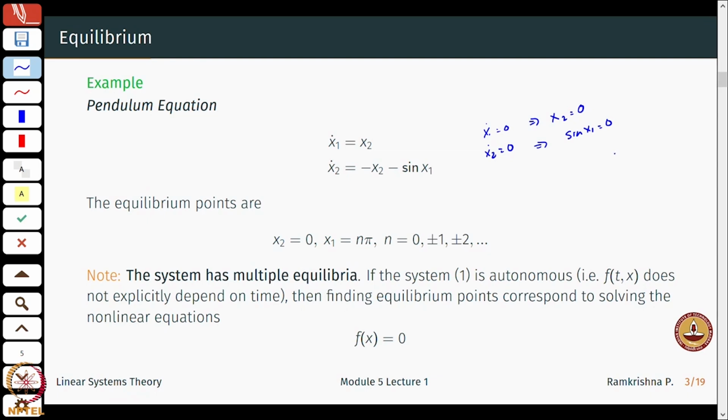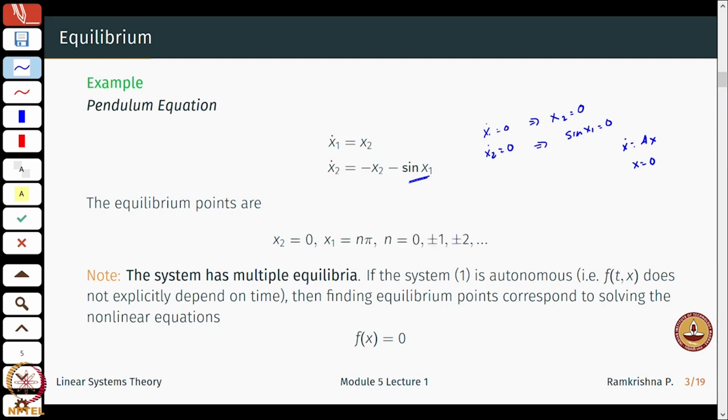So if I were just to look at linear systems, we were essentially looking at x dot equal to Ax, and if A was full rank or invertible, then the origin was the equilibrium. So this, to begin with, is a nonlinear system. The nonlinearity appears in this term here, and this system is seen to have multiple equilibria.